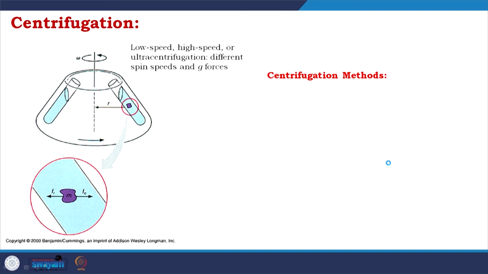Centrifugation is a very important technique: low speed, high speed or ultracentrifugation, different spin speeds and g forces. So, it needs to do different work. You have a cell growing, you want to get a pellet. So, you have the lowest speed. You have protein to isolate, so you have higher speed, and then ultracentrifugation you have to differentiate between cell organelles or something.